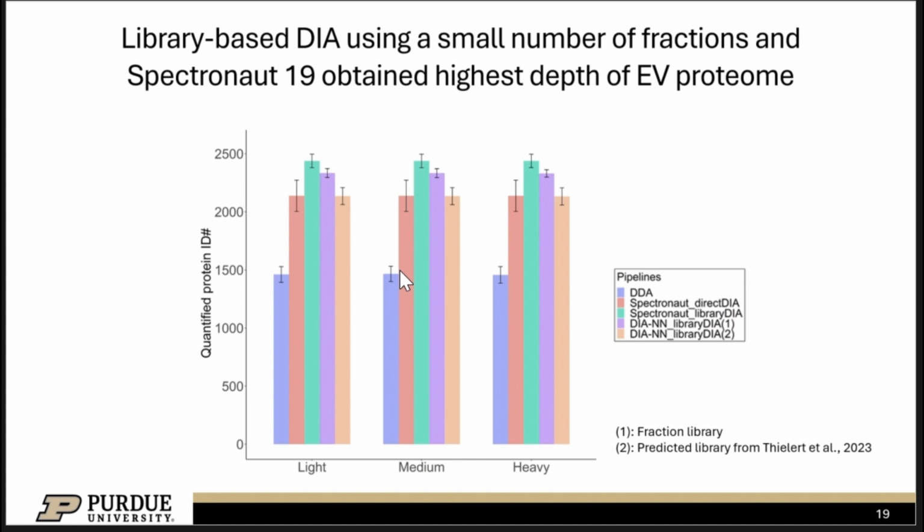search. So in the identification result, we can see that the DIA method could significantly improve the ID compared to the DDA method. And among the DIA methods, with the fraction library, the ID further improved compared to the library-free method and also the predicted library.